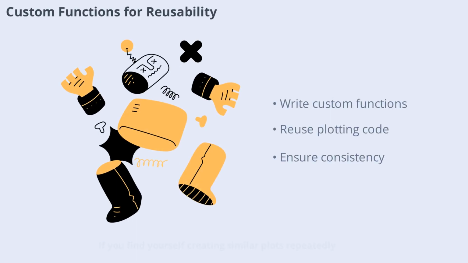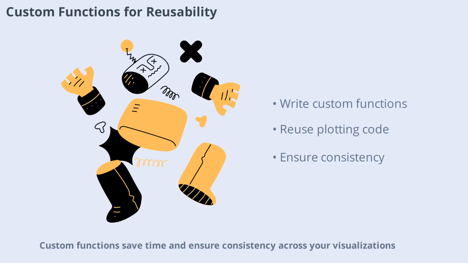If you find yourself creating similar plots repeatedly, consider writing custom functions. This makes your code more organized and reusable. Define a function that takes data and parameters, then generates the desired plot. Custom functions save time and ensure consistency across your visualizations. Let's see how to write a reusable function for a common Seaborn plot.